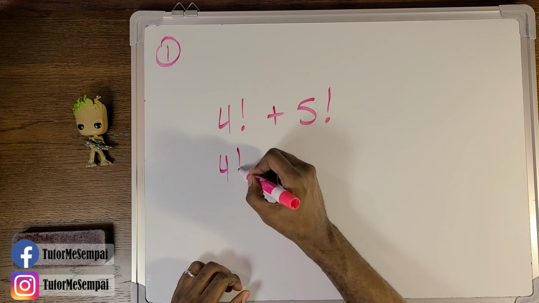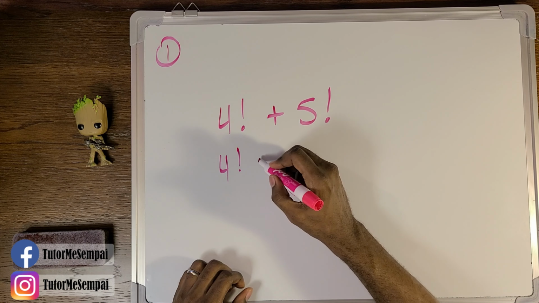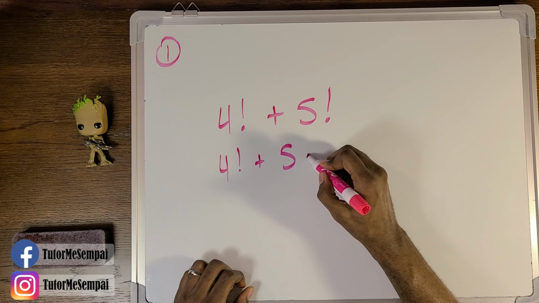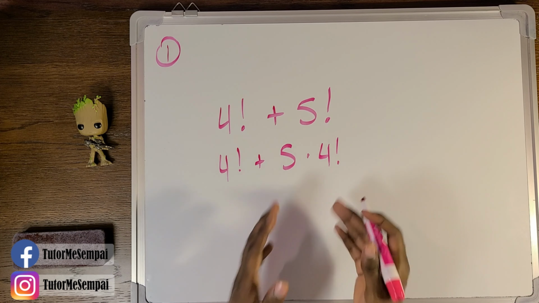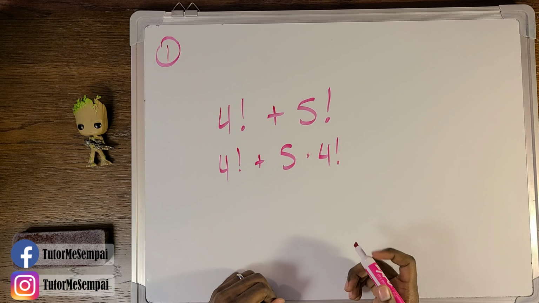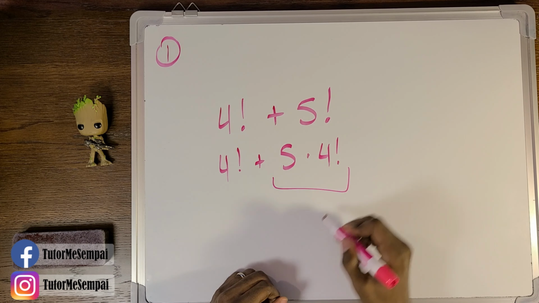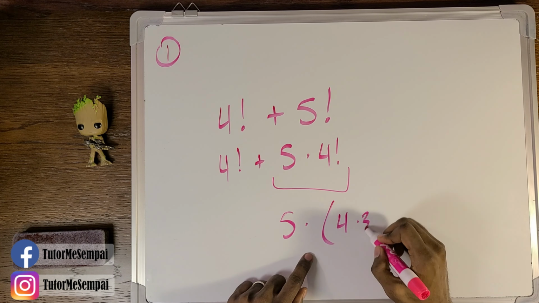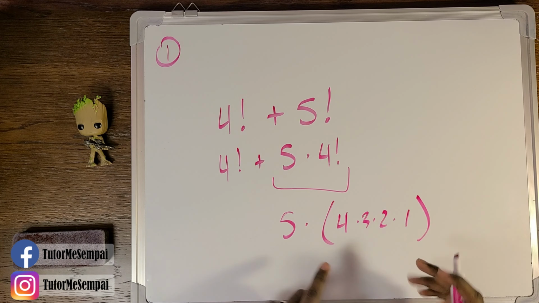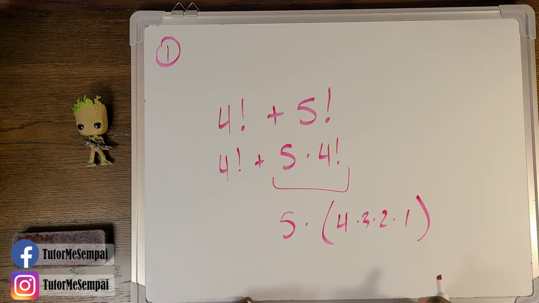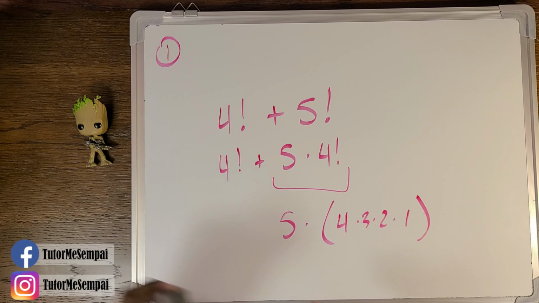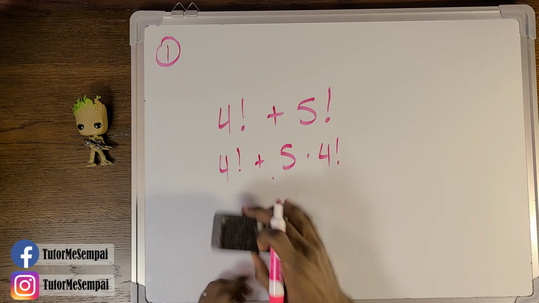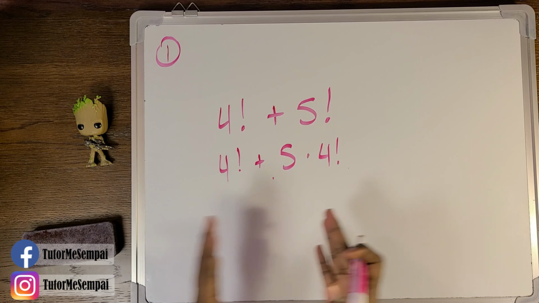Instead of 4 factorial plus 5 factorial, we can say it's 4 factorial plus 5 times 4 factorial. Now, this is the same thing as 5 factorial, right? Because if you were to expand this out, you have 5 times, in parentheses, 4 times 3 times 2 times 1, and that's just 5 factorial. So by rewriting it this way, we know that 4 factorial is common to both of these, so we should be able to factor it out.